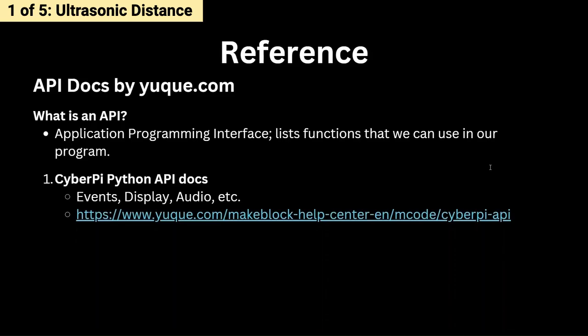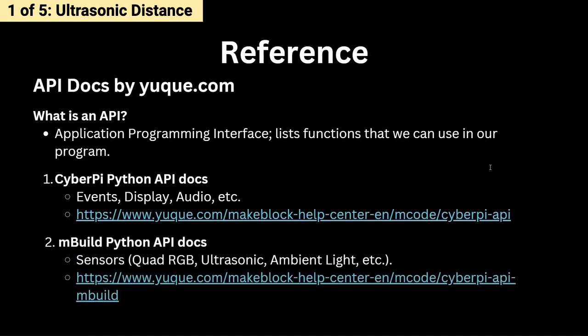The second document is the mBuild Python API docs page. Here, you will find APIs for sensors like the quad RGB sensor, ultrasonic sensor, ambient light sensor, and more. This document has more than just sensor APIs, but let's start there for now. We will explore more as needed by our future projects.